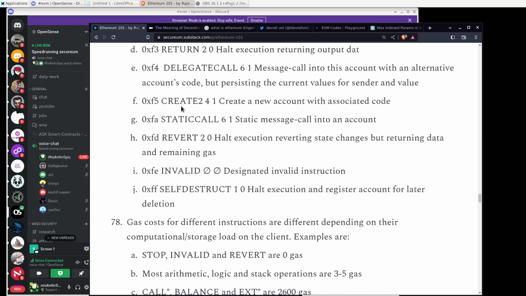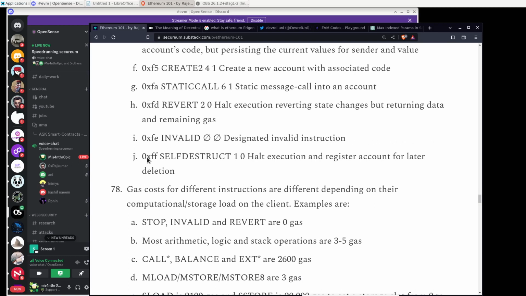0xf5, CREATE2, creates a new account with associated code. 0xfa, STATICCALL, static message call into an account. It would be nice to get the difference here, but when we talk about static calls, we're usually talking about pure and view functions. So keep that in mind. REVERT, a classic one, a lot of headache for everybody. The revert operations are also here. 0xfe, INVALID. 0xff, SELFDESTRUCT. This one is deprecated.